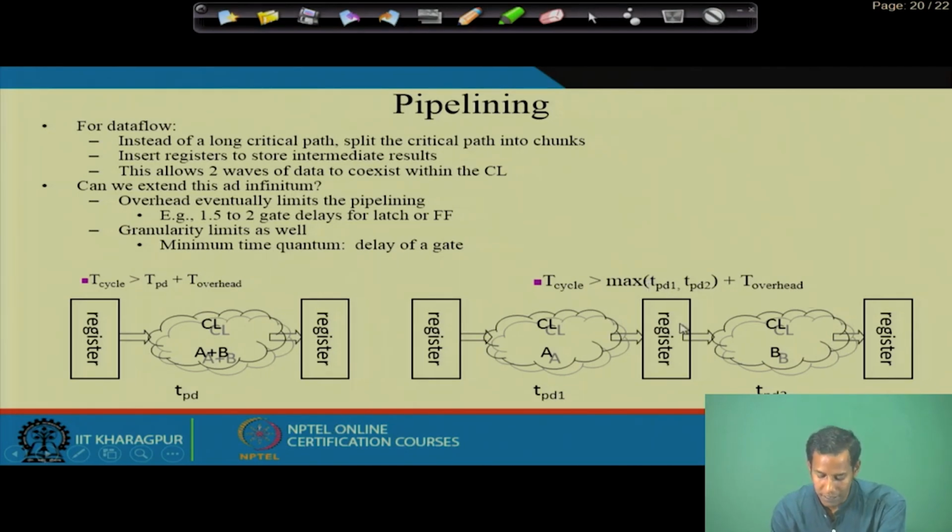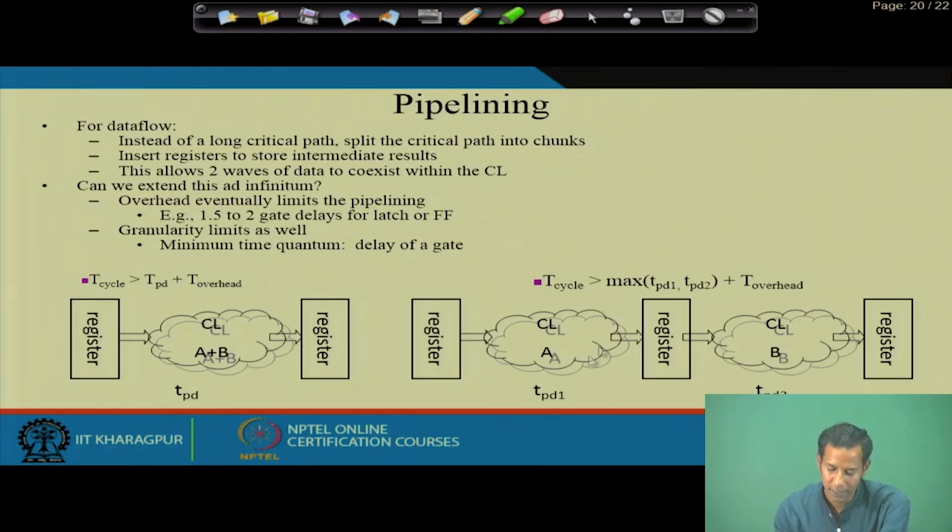So, at that time I can minimize the cycle time, because now this total TPD is divided by 2. So, in this case if this is 4, I can divide it into 2 and 2, and at that time it will be 2 plus, if the T overhead is 1, 2 plus 1 it will be 3, which initially was 4 plus 1, 5.